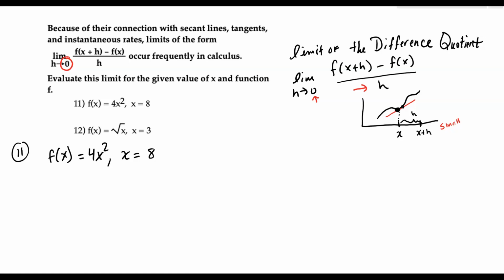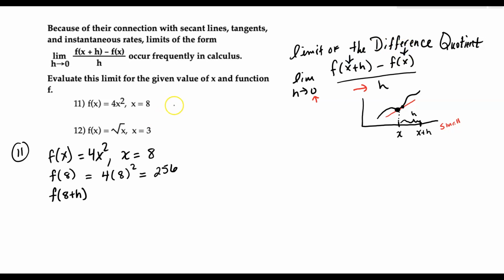So let's go ahead and take a look. What I do here is break this up by coming up with each component of the difference quotient. I call this the baby steps approach. First, I want to find f of 8. I'm going to find f of 8 by plugging it in: 4 times 8 squared. 8 squared is 64, times 4 is 256. Now I'm going to find f of 8 plus h, because notice it says x plus h. This is x, so f of 8.